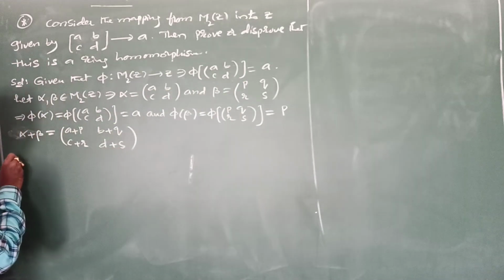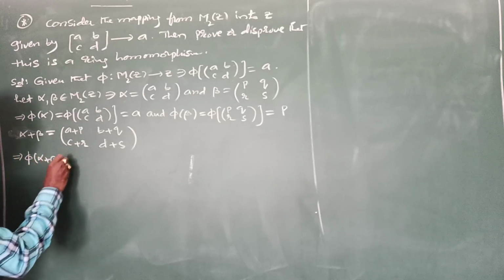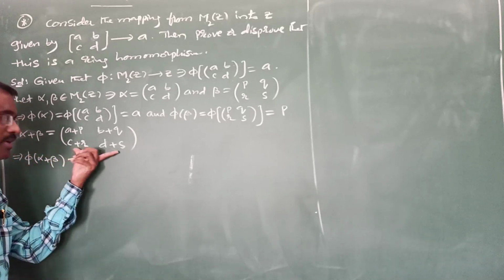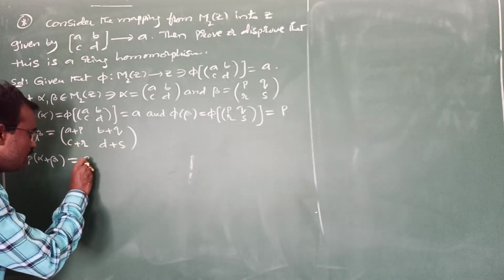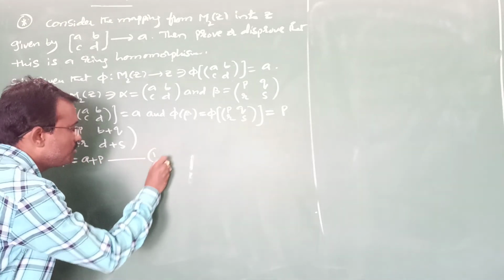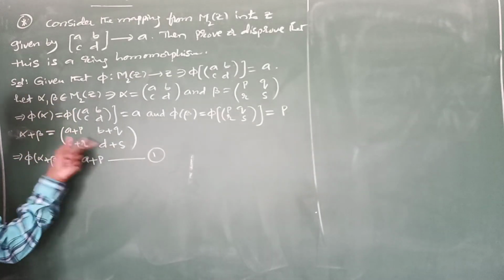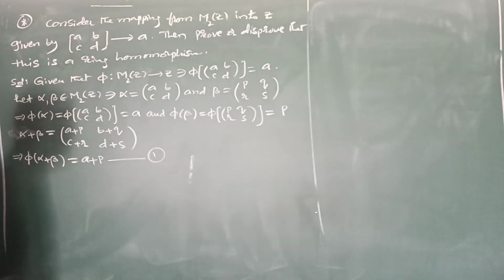After this, let us go for phi of alpha plus beta separately. Phi of alpha plus beta means phi of this matrix, which gives the first entry in that matrix, A plus B. Directly I am writing, let this be relation number 1. Any doubt? Phi of this is nothing but the first element A plus B. This is phi of alpha plus beta.